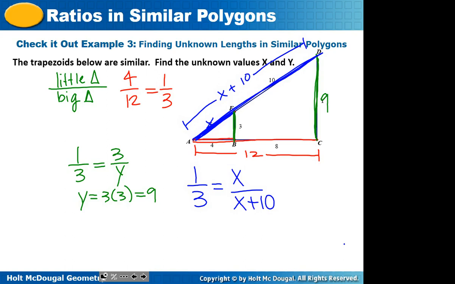So again, we're going to cross multiply. 3 times x is 3x. And 1 times x plus 10 is x plus 10. Going to subtract x from both sides. That gives us 2x. And that equals 10. So x equals 5. And if you notice, if we put 5 here, 5 plus 10 right there equals 15. And 5 plus 10 here equals 15.